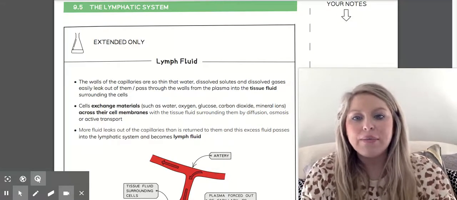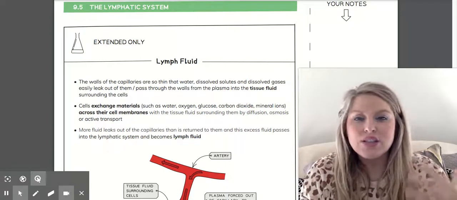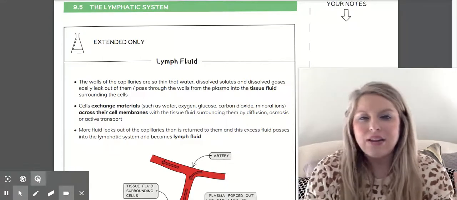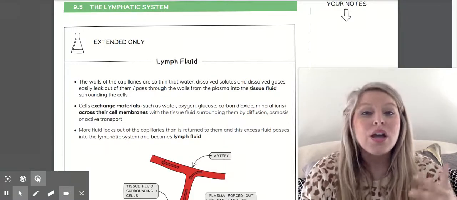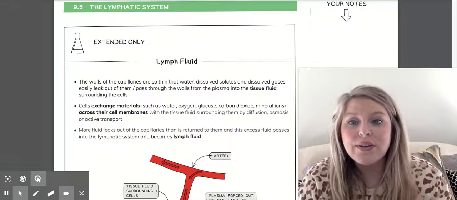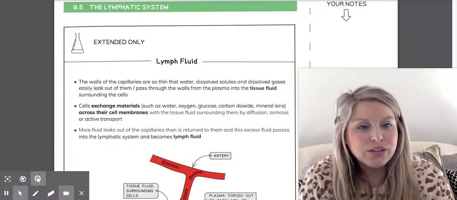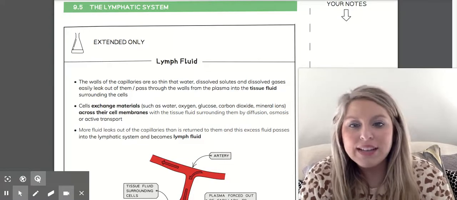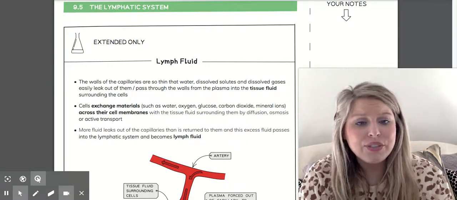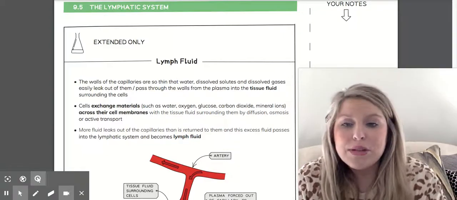So the walls of capillaries are so thin that the water, dissolved solutes, and dissolved gases can easily leak out. And they can pass from the walls to the plasma into this tissue fluid and the surrounding cells. So when we talk about these materials, we're talking about water, oxygen, glucose, carbon dioxide, mineral ions. And these can diffuse in and out through diffusion, osmosis, even active transport with some of those mineral ions.